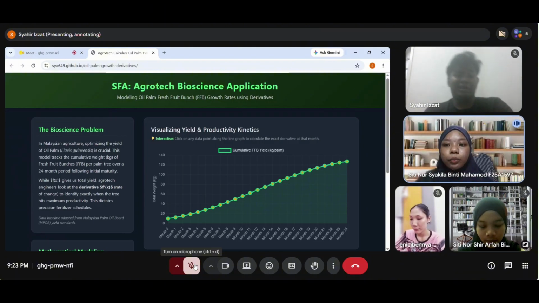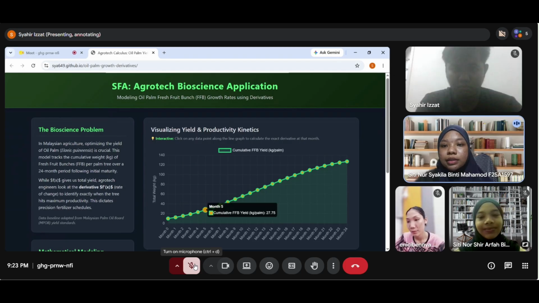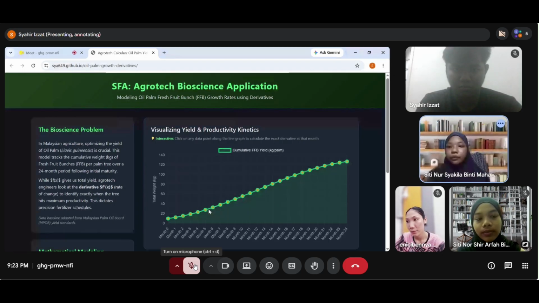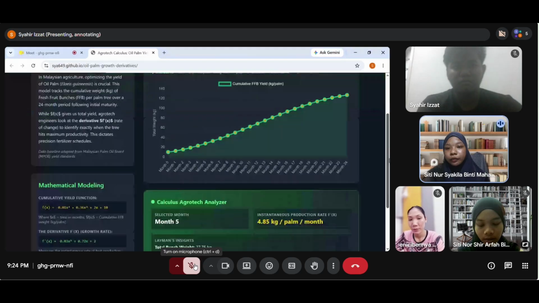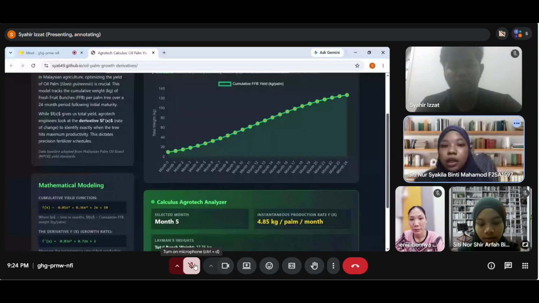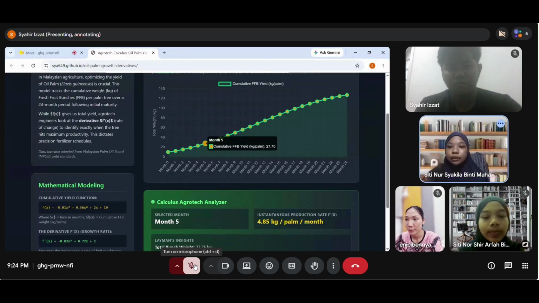Now, let's look at the interactive graph on our website. As shown in the graph, when I click on month 5, the system displays a cumulative FFB yield of 27.75 kg per plant. First, cumulative yield. The 27.75 kg shows the total weight of fresh fruit bunches harvested from one tree up to month 5. The rising line means the crop is healthy and productive.